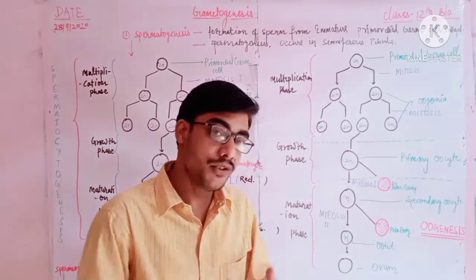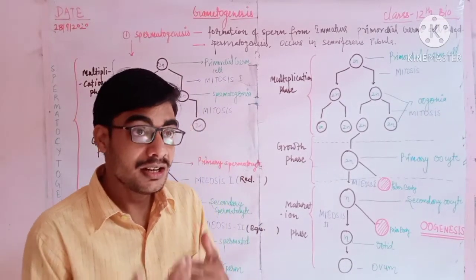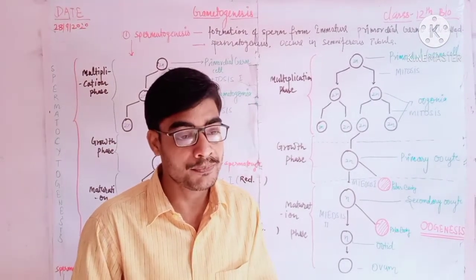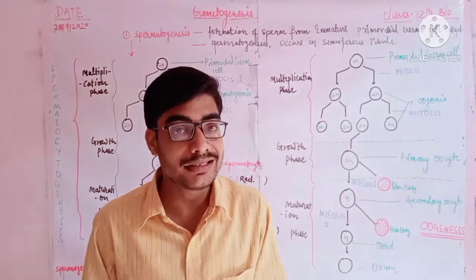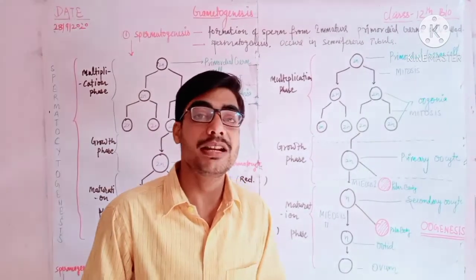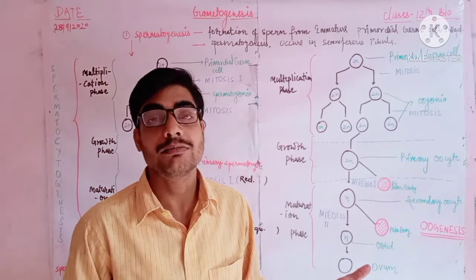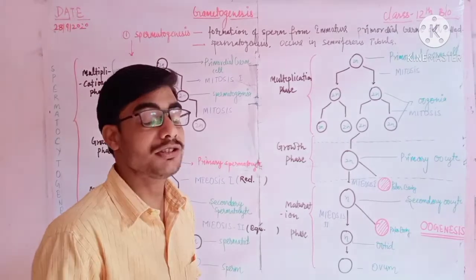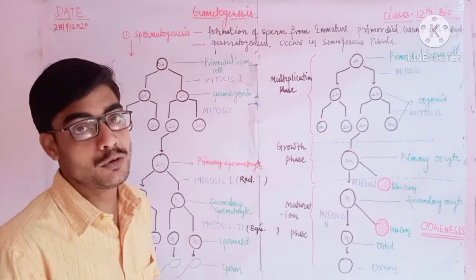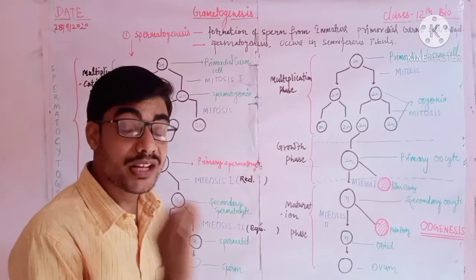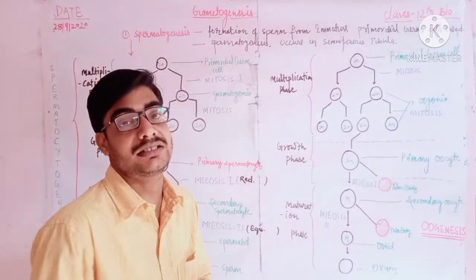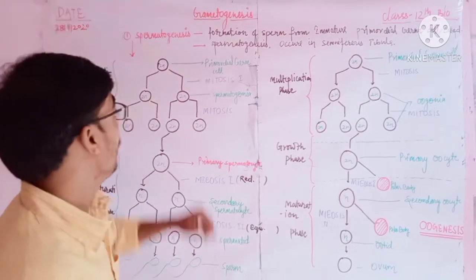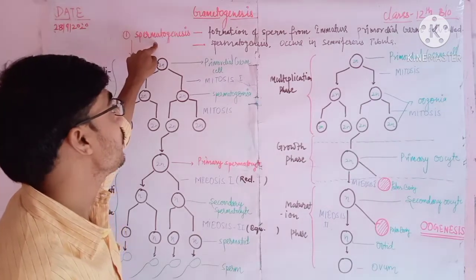One in which the male gamete will form and another in which the female gamete will form. Male gametes will form inside the testis and female gametes will form in the ovary, that is, in the female. The formation of male gametes occurs inside a very specific structure, the seminiferous tubule, and that process of formation of gametes in males is called spermatogenesis.